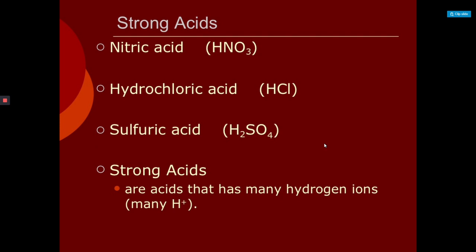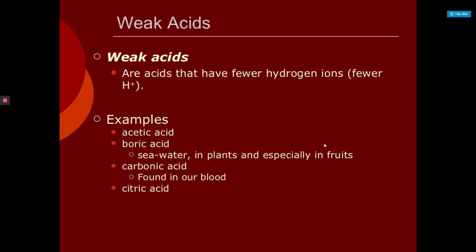Some strong acids are here: nitric acid HNO3, hydrochloric acid HCl, sulfuric acid H2SO4. Strong acids are acids that have many hydrogen ions. As I mentioned before, the potential or the power of hydrogen ions is the pH. So the lower the pH, the stronger the acid is. Weak acids are those that have fewer hydrogen ions. Some examples are acetic acid, boric acid, carbonic acid, and citric acid. You can see the examples displayed on the screen.